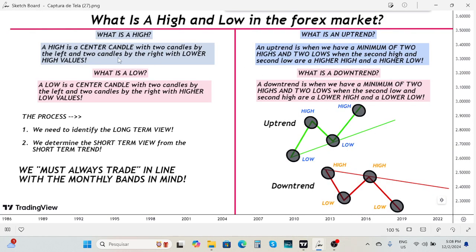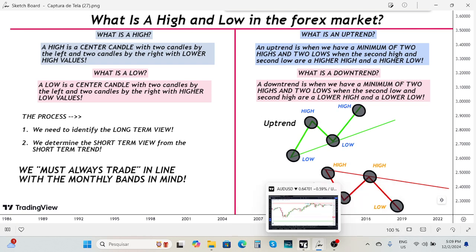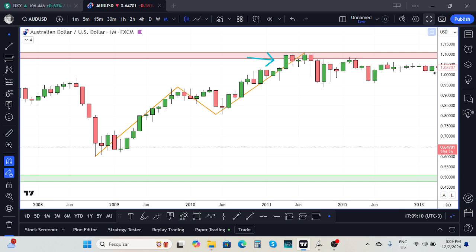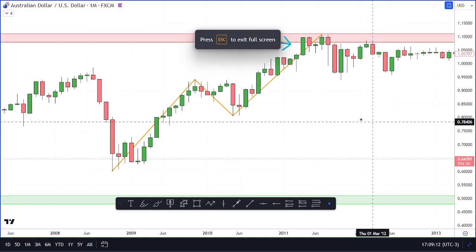Okay, now we talk about a high, we talk about a low. Now we are talking about what is an uptrend and what is a downtrend. So an uptrend is when we have a minimum of 2 highs and a minimum of 2 lows. So with the identification of a high, we can understand what we're talking about when it comes to an uptrend. So an uptrend has to have a minimum of 2 highs and 2 lows, right? So when we go back to the chart right here, we're going to see that the market back in time gave us a minimum of 2 highs and 2 lows.